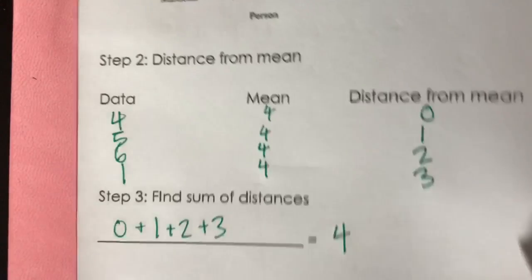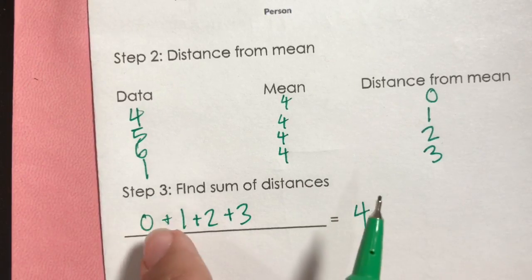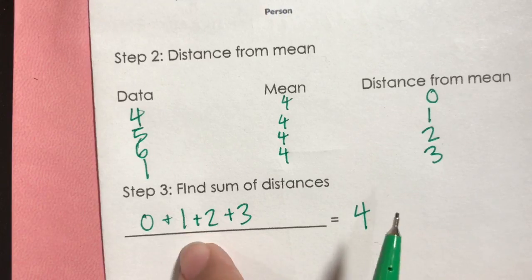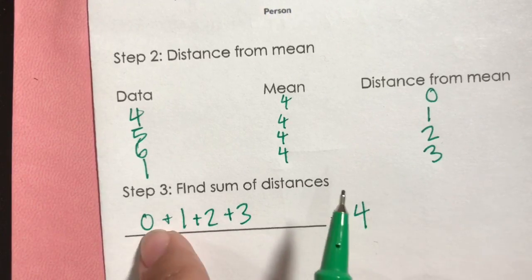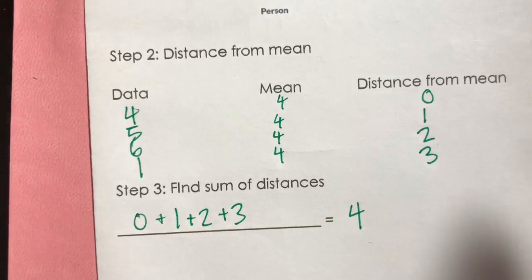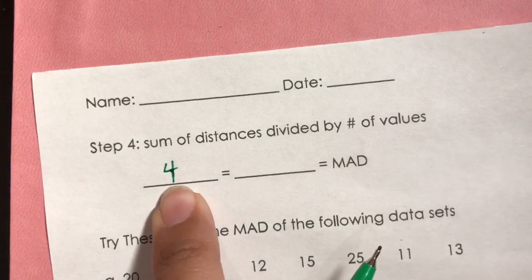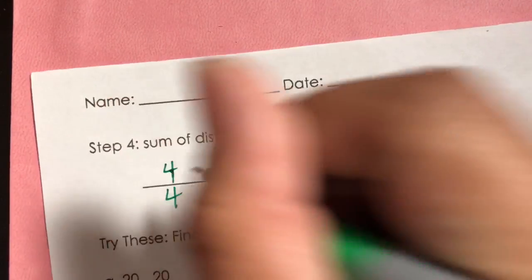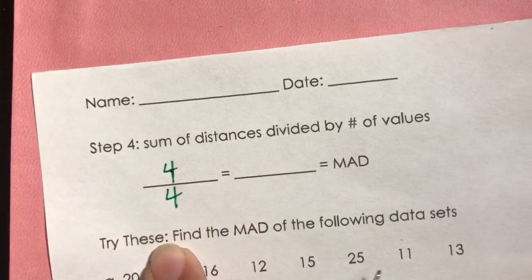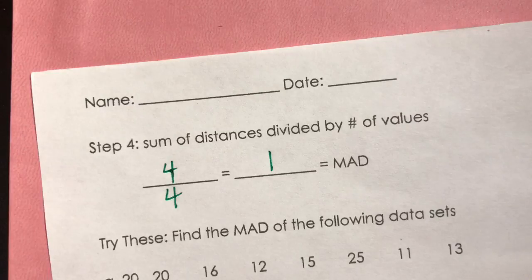So if you look back on your other paper, even though this number is a 0, it's still counted as part of the data. So we can't say that we are going to divide it by just 3, even though this number is 0. This number is still counted as part of the data. It's still a part of the number of values. So we're not going to divide this by 3, we're going to divide this by 4, even though one of the numbers is 0. Okay, so now we have 4 divided by 4, which equals 1. So that's our MAD for that data set.